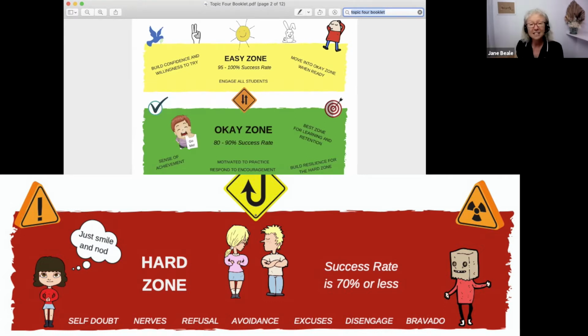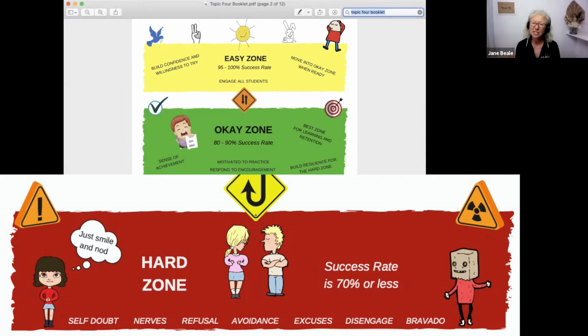Do you shut down if you try to do things and you're getting nearly all of it wrong? A lot of us do. A lot of us actually avoid the hard zone and we actually disengage, we tune out. When we're in the hard zone, we are not learning and we are not retaining.